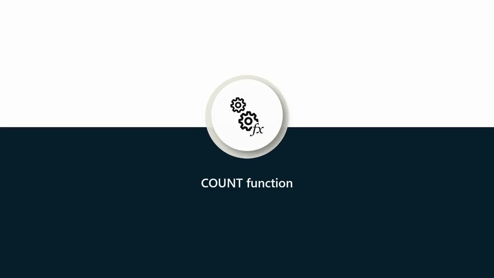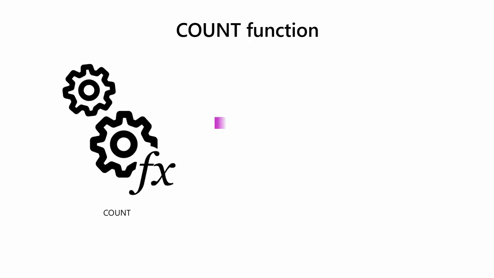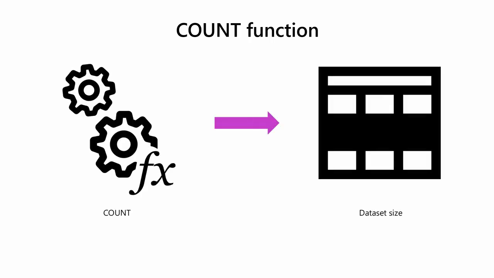Next, let's explore the count function. This function counts the number of rows in a column or a table. It is often used to measure the size of a dataset. You can use it to count all rows or only rows that meet specific criteria. The only argument in the function is column. When the function finds no rows to count, it returns a blank.